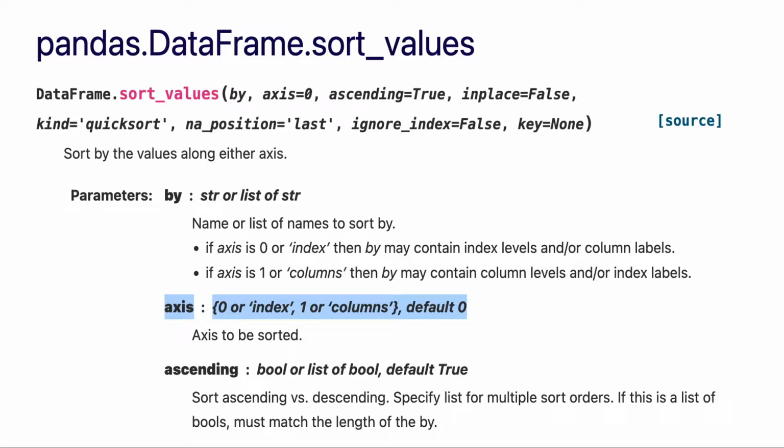If the axis parameter is set to 0, then the data will be sorted along the index labels. If the axis parameter is set to 1, the data will be sorted by the values of the columns. The Boolean parameter ascending specifies whether the data should be sorted in ascending order or in descending order. By default, it's set to true, which means that the data will be sorted in ascending order.